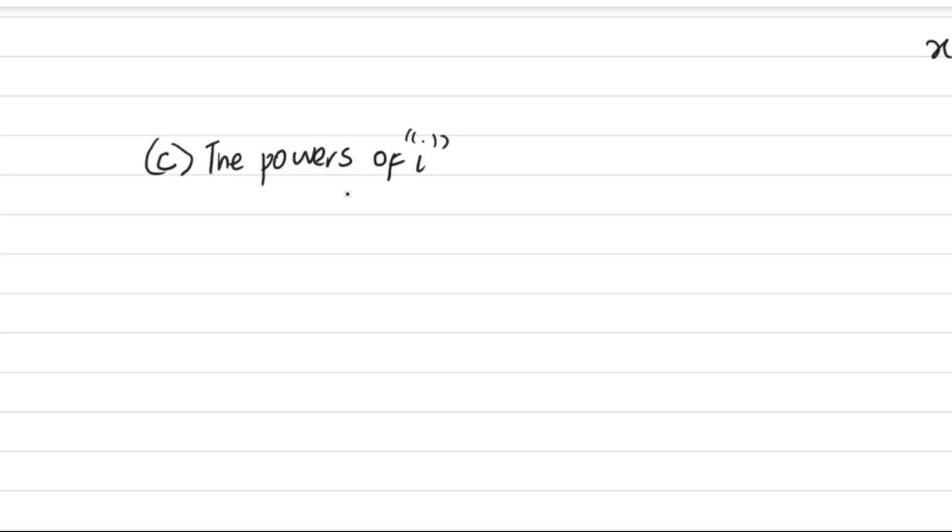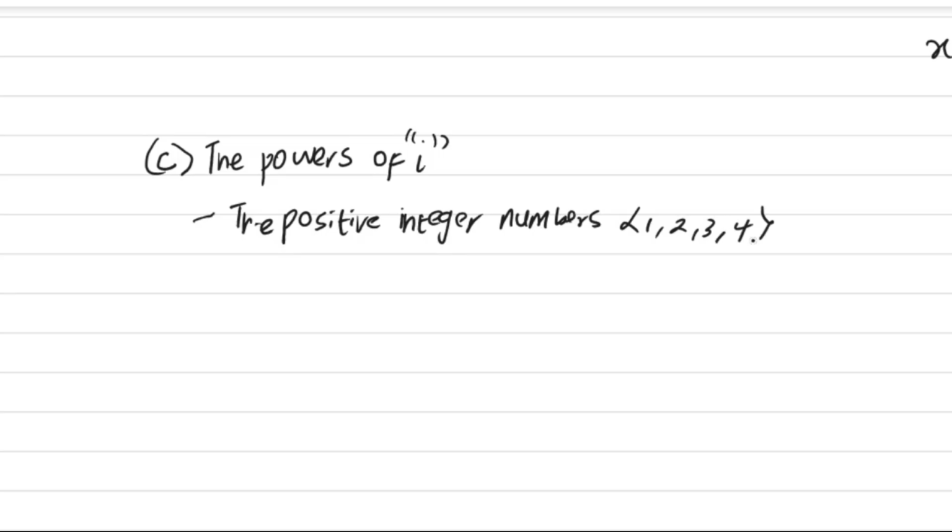Now, the powers of i is actually very simple, and we are going to consider the theory of positive integer numbers, and we're also going to consider the theory of negative integer numbers. Now, what do I mean by that? It means that we have two major divisions here. The first one we're going to see is the positive integer numbers. What do we mean by positive integer numbers? For example, 1, 2, 3, 4, and so on.